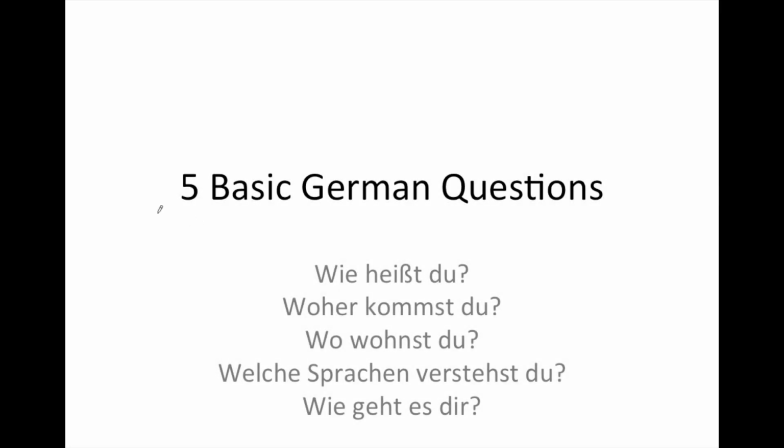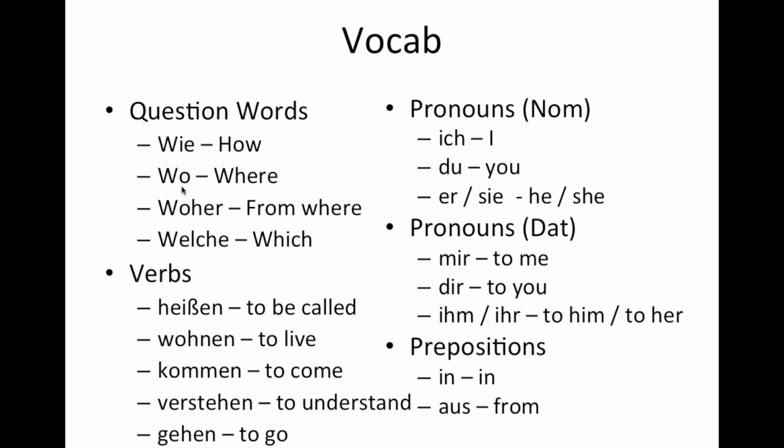We're going to get this thing started with 5 basic German questions. Those are: Wie heißt du? What's your name? Woher kommst du? Where are you from? Wo wohnst du? Where do you live? Welche Sprachen verstehst du? Which languages do you understand? And wie geht es dir? How are you? So we're going to be working with some vocab.